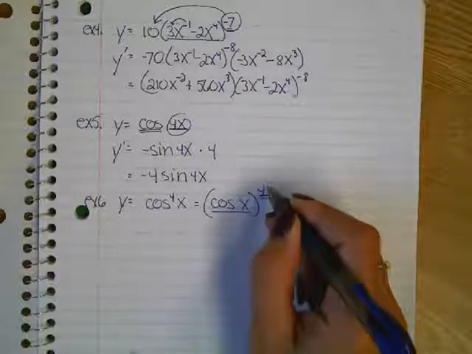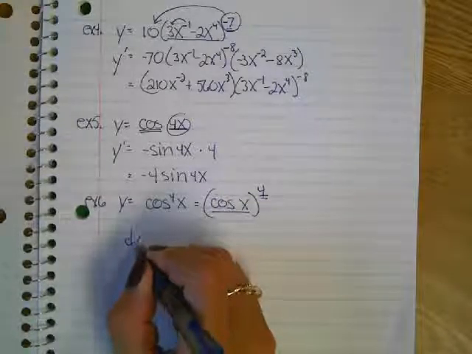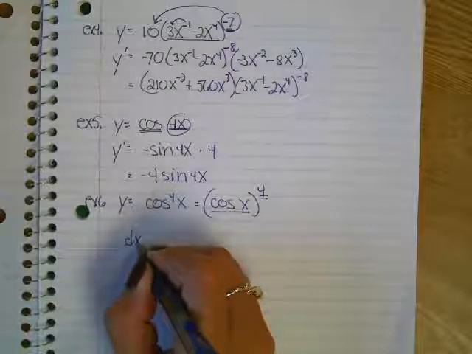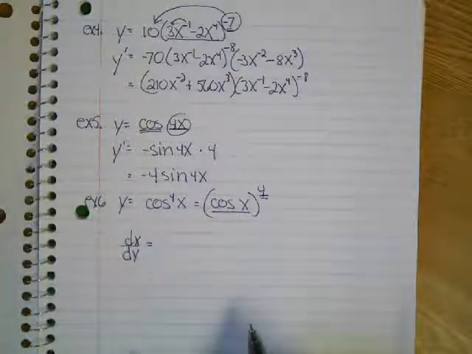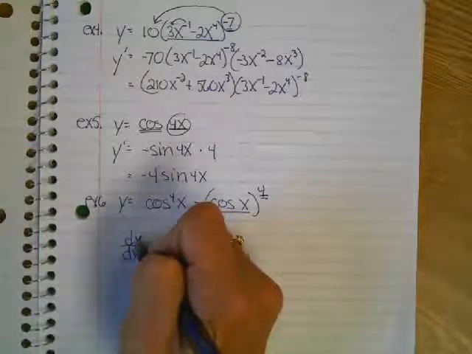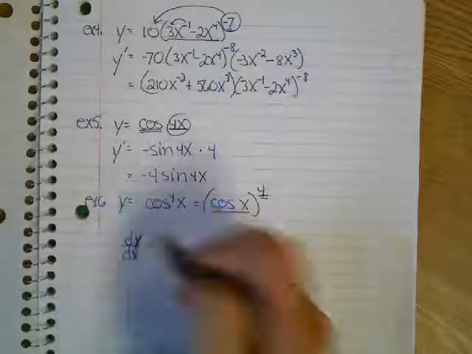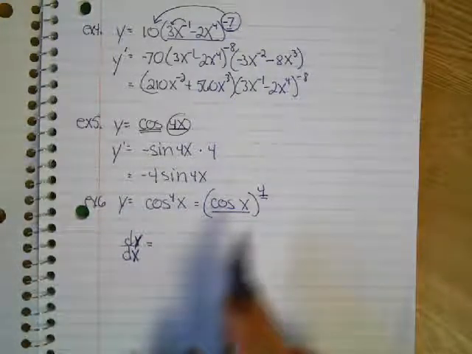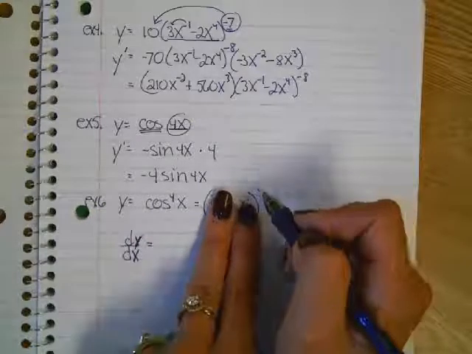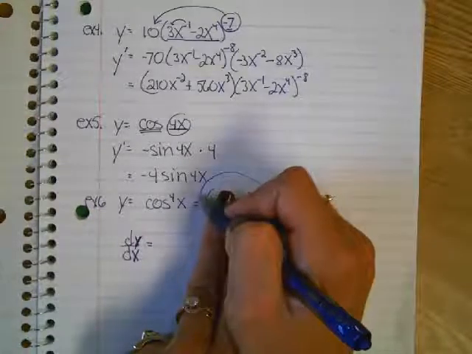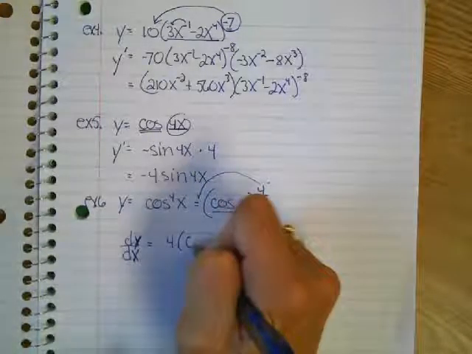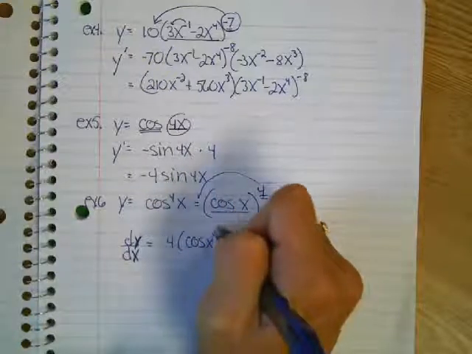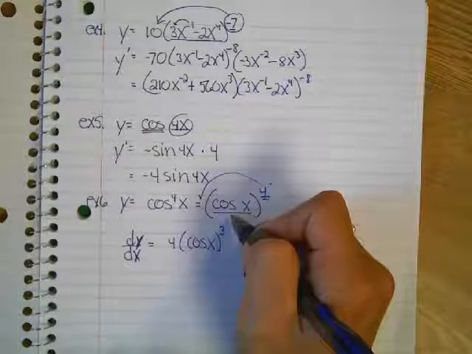I'm going to start with my outside derivative. So dy dx, or dx dy, my bad, equals dy dx. I was right. So the derivative of y with respect to x. Outside is a power rule. So again, I don't care what's on the inside. The 4 comes down, keep this the same, subtract 1. So it's 4 cosine x cubed.